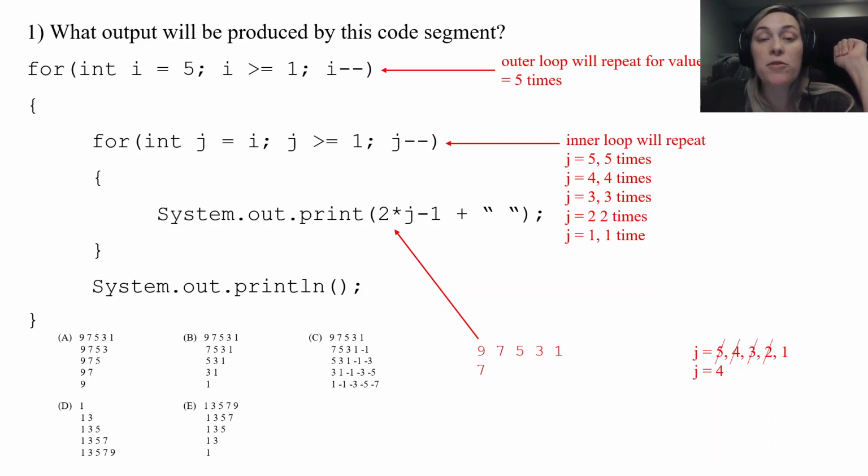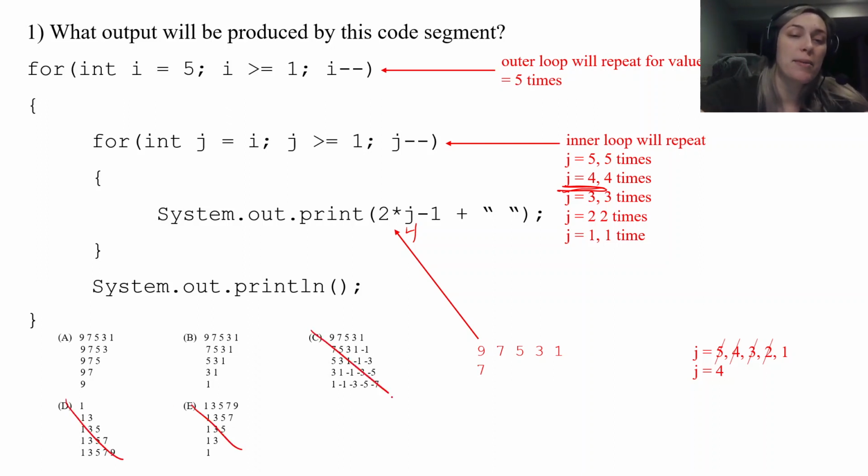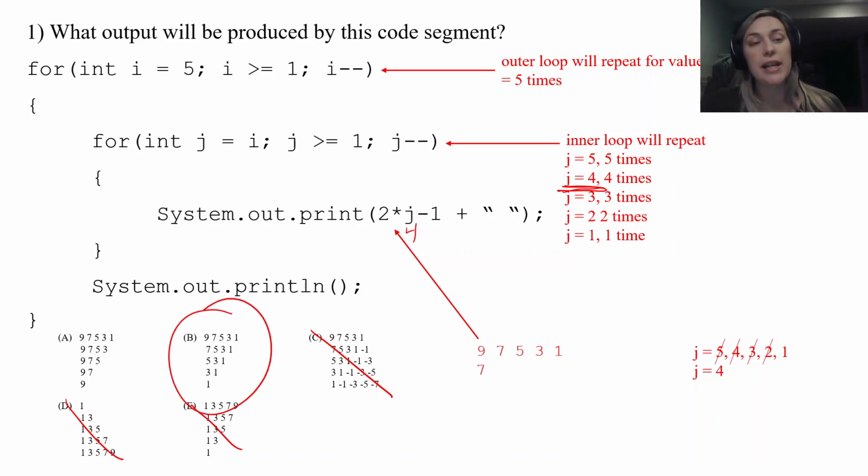Then I move to a new line, and j starts at 4 on this new line. 4 times 2 is 8. 8 minus 1 is 7. So 7 gets printed off. All of a sudden, because I eliminated these as my possible answers, B is now my choice. B is the only one that matches the pattern I've had.